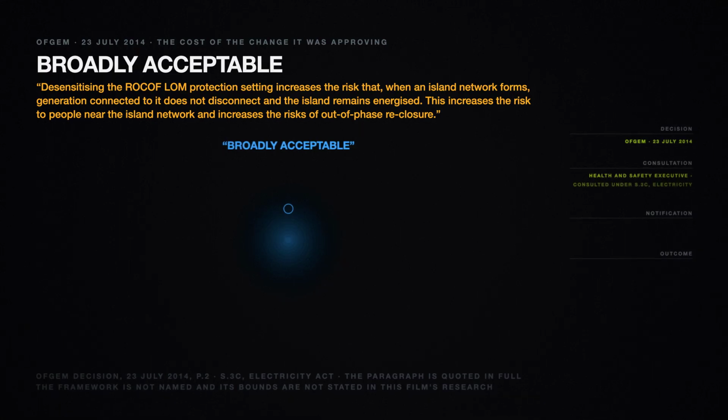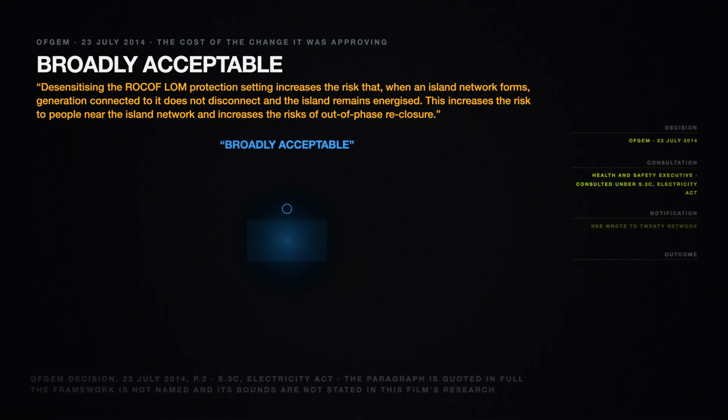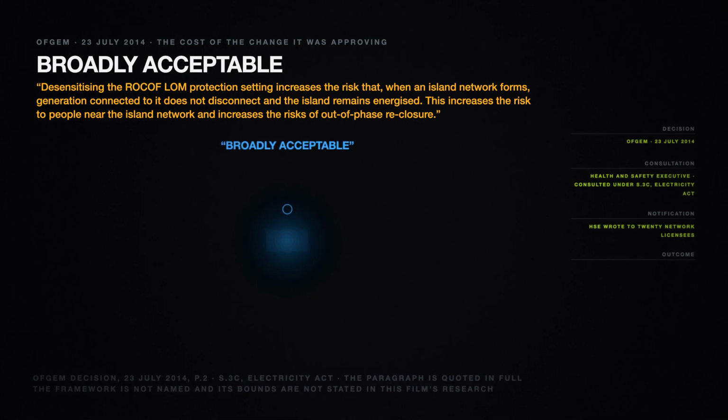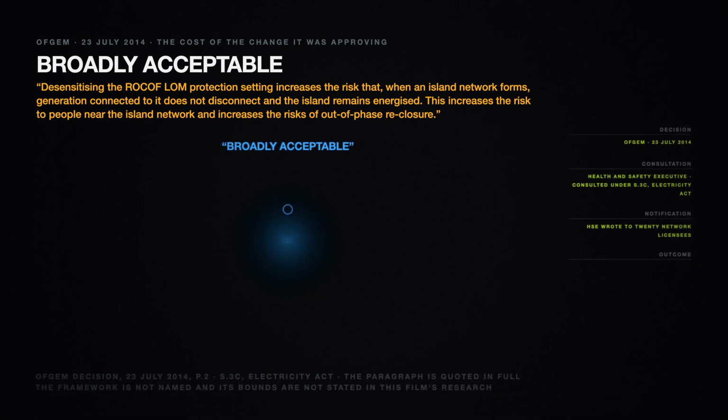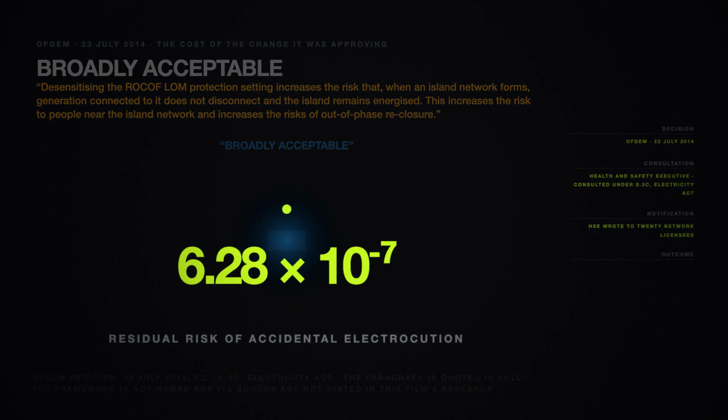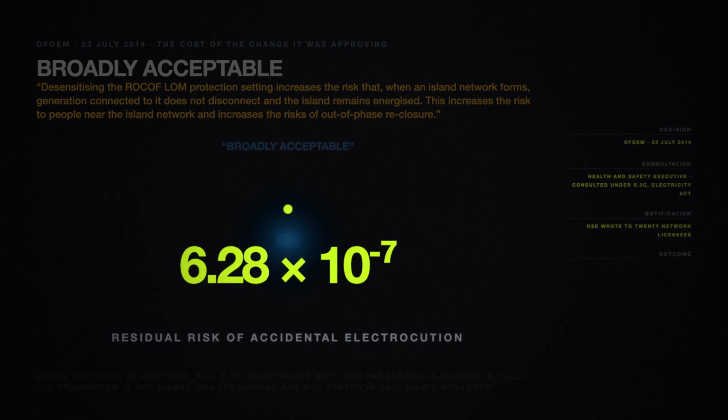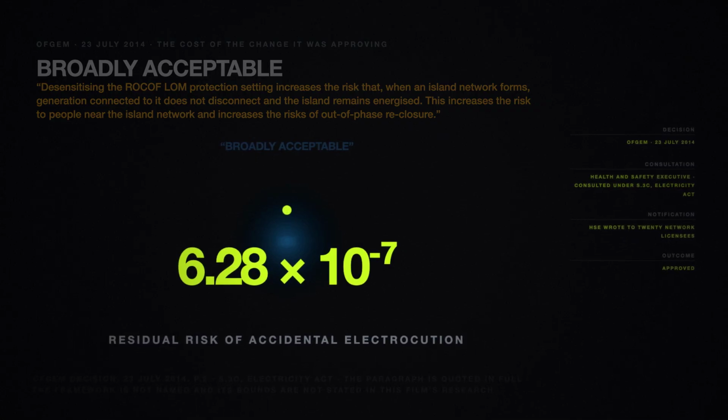Before approving it, the regulator consulted the Health and Safety Executive under Section 3C of the Electricity Act. The executive then wrote to all 20 network licensees. The residual risk of accidental electrocution was quantified, 6.28 times 10 to the minus 7. It is a computed figure in a public document with a date on it and a body's name at the top. The change was approved. The framework calls that broadly acceptable.